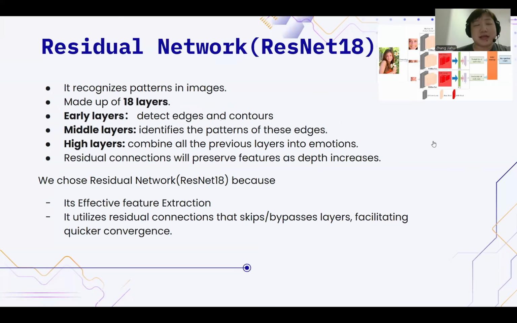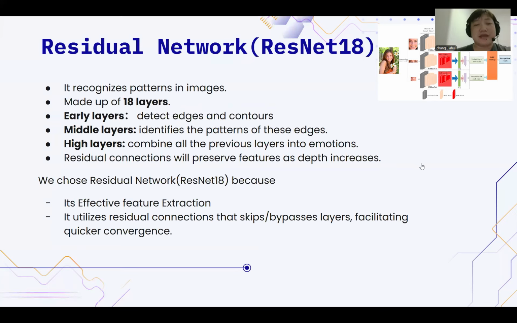We choose CNN models because of its automatic feature extraction and its robustness to noise of input images. Next. The second model that we are using is the ResNet 18. It recognizes a pattern of images and is made out of 18 layers. The layers can be classified into three: early layers, middle layers, and high layers. We choose this model because of its effective feature extraction, and it utilizes the residual network connection that can bypass layers, facilitating quicker convergence.